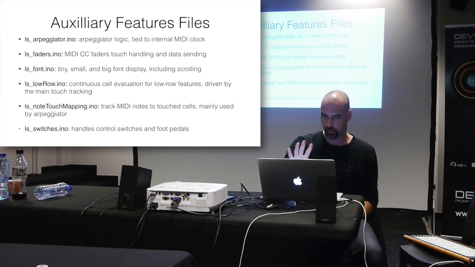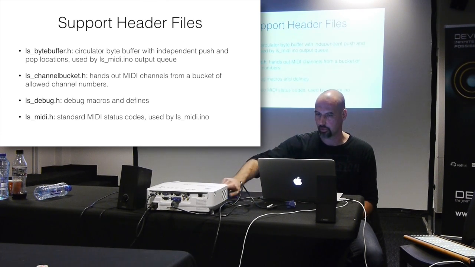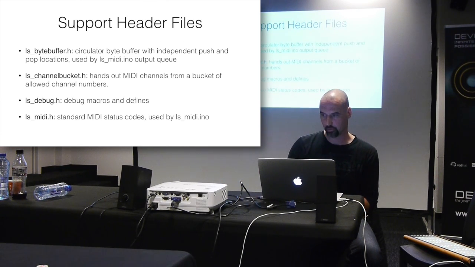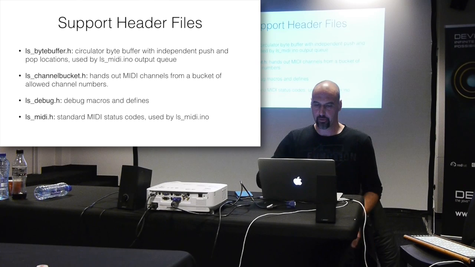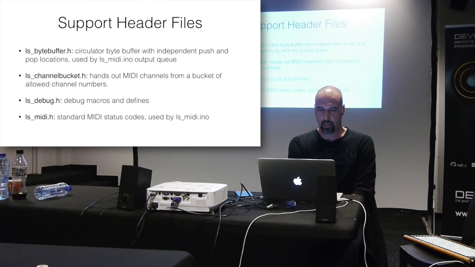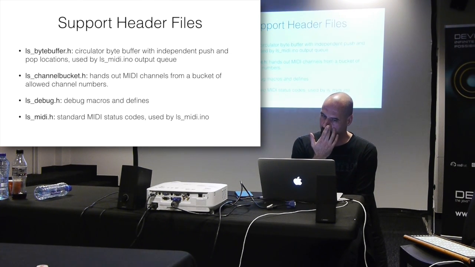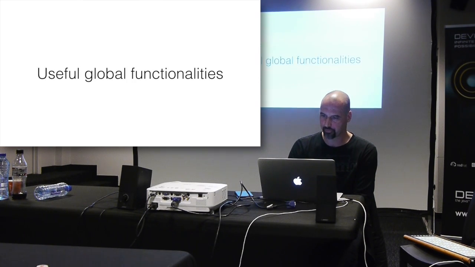These things are in these files. So, too much time doing it. Almost done. And then a few header files that you can use that are quite interesting. So a circulator, spelling corrector, circular byte buffer with independent push and pop locations, which is quite interesting for queuing. Then a channel bucket, I'm going to explain that later. And these debug and BDH, they're quite trivial stuff.